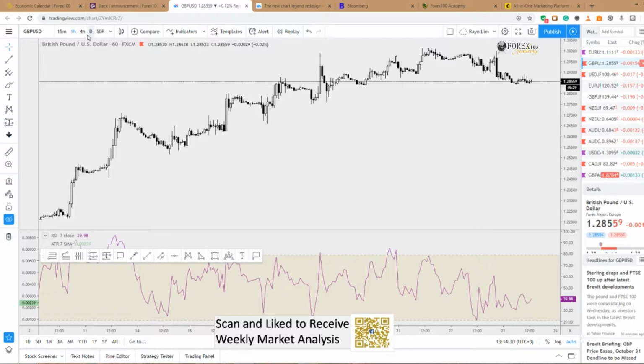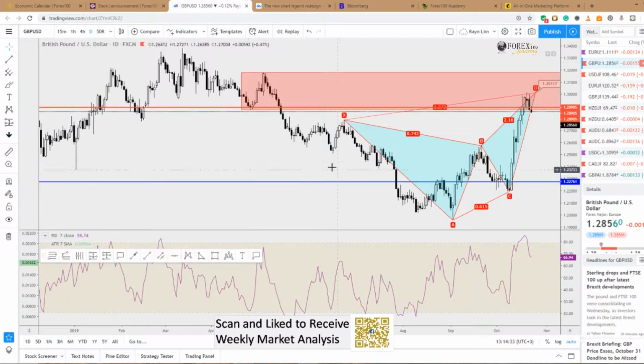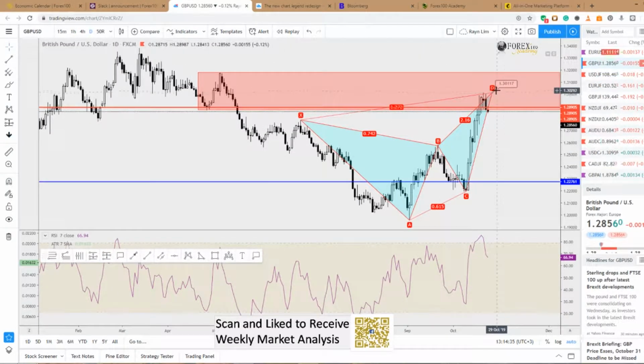Alright, so back to daily chart. Let me share with you my analysis. My analysis, there is a bearish butterfly complete at 1.3011. Those who have aggressively entered for a short, congratulations, right now you are already running like 150 pips, good for you, but it doesn't fulfill my minimum rules.